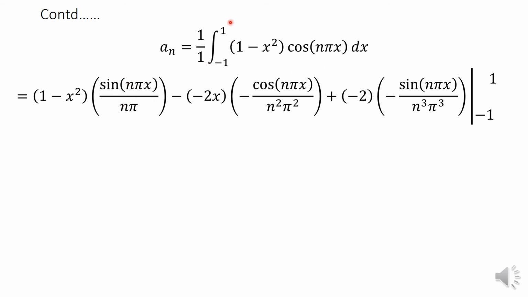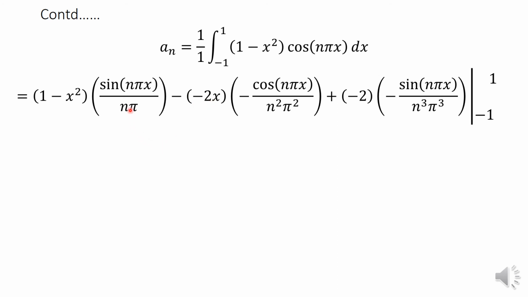The method of integrating the product of these two is like this. You keep the first function as it is, 1 minus x square, and integrate the second function. Integral of cos n pi x is sin n pi x divided by n pi, this constant. Next you put a minus sign. You differentiate the first function once. Derivative of 1 minus x square is minus 2x.